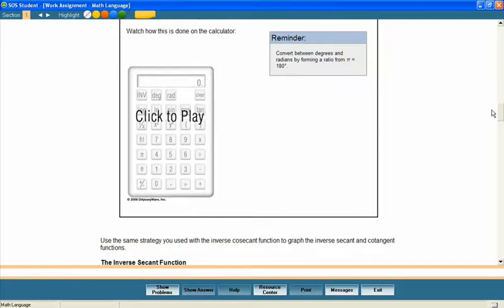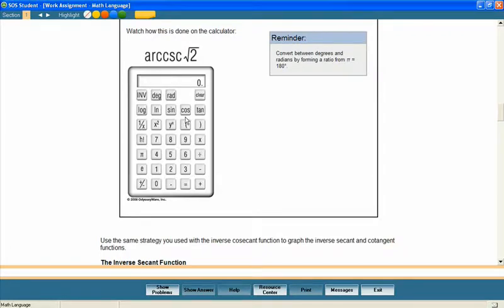Animations like this one can help your student understand how to use their calculator to solve a problem. Since there is not a cosecant key on the calculator, we must first reciprocate the square root of 2 in order to find the sine. Now we can take the inverse sine to get the angle measure. Note that we were working in degree mode, so the answer is 45 degrees.